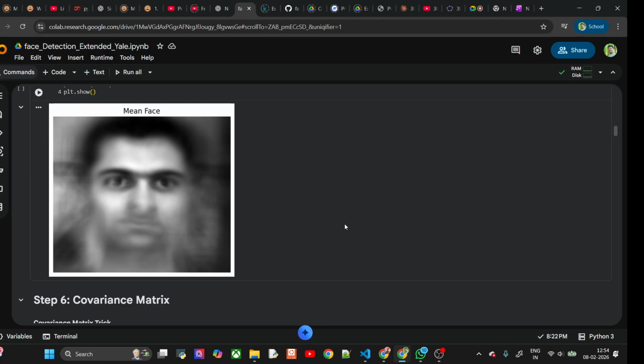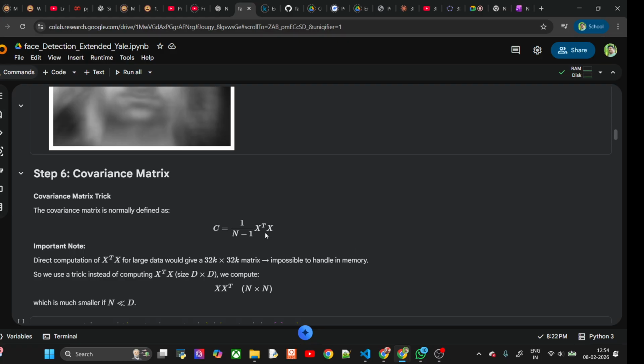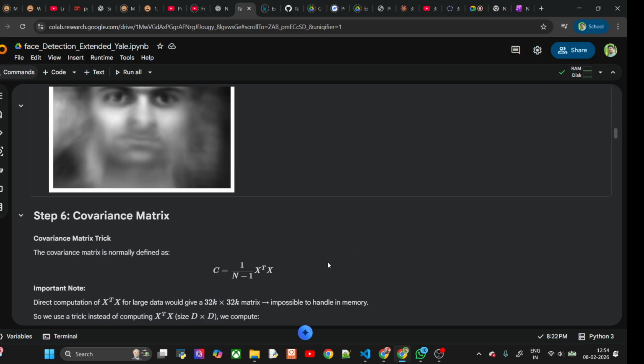Okay, that is what you get after subtraction. Once you get the mean phase, you have to calculate x transpose x, because we know that C here is the covariance matrix, and the covariance matrix has a formula. For this demo I use 1 upon n minus 1, but from your exam point of view you are considering x transpose x divided by n. So you are not using n minus 1 in the exam.